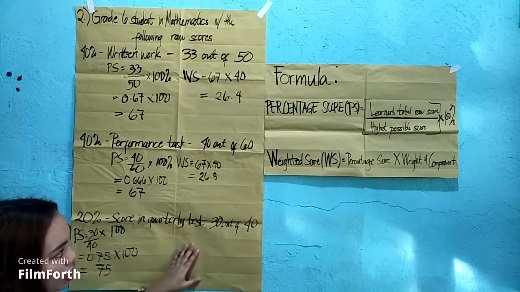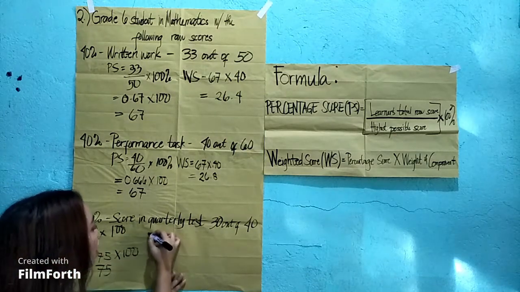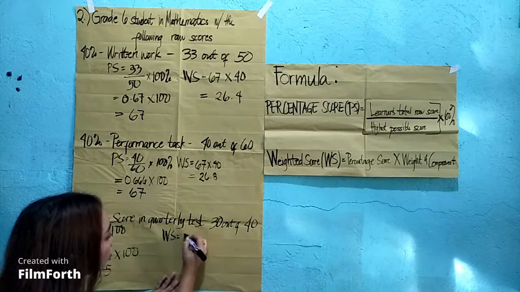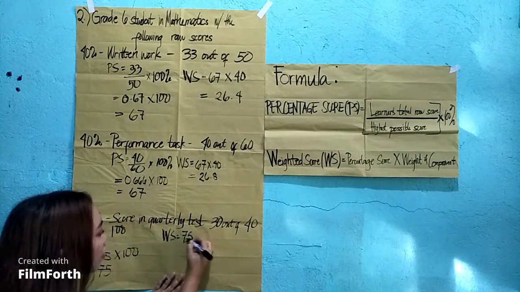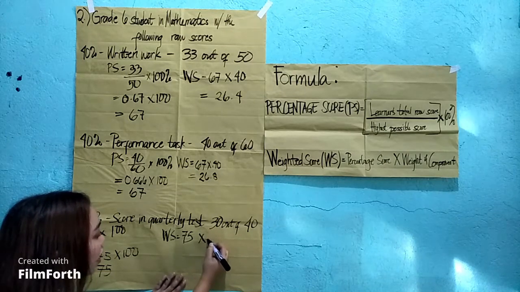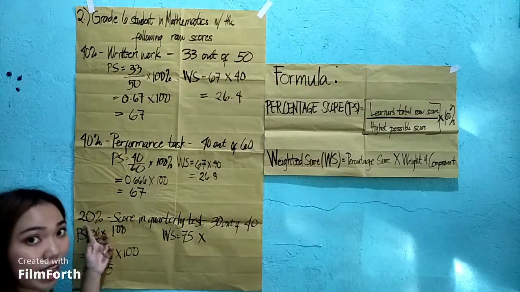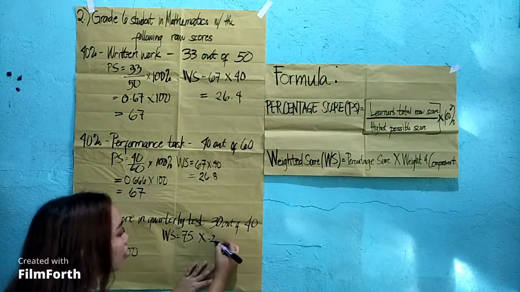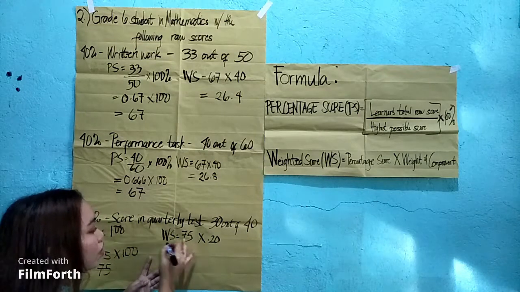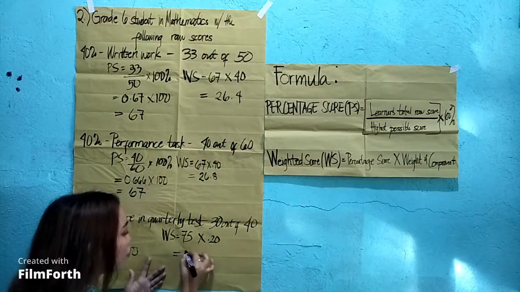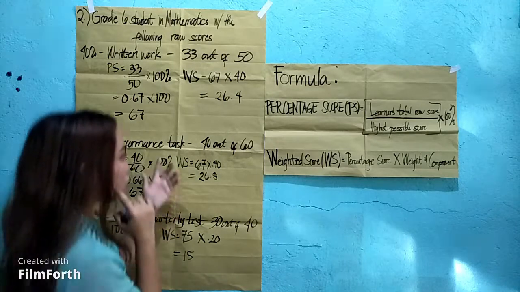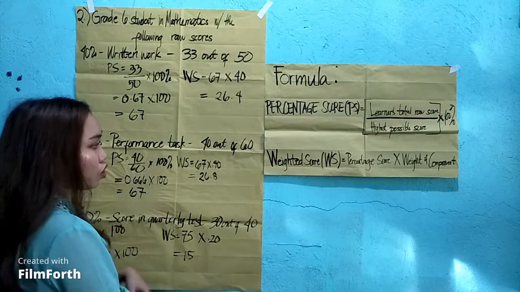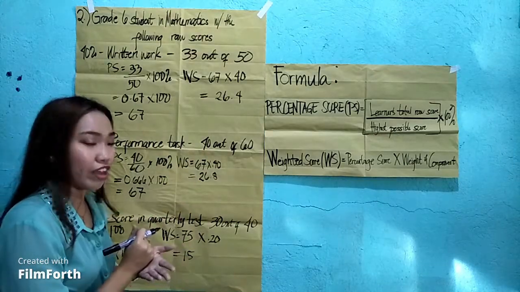So proceed to the weighted score. Weighted score equals 75 times 20%, 20% in the quarterly test. So 0.20. So 75 times 0.20 is equal to 15. So we're going to add the total score into their final grades.